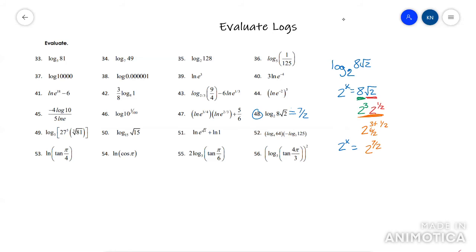So like 50 is 15 to the x equals root 15. Well, root 15 is 15 to the 1/2. So when you evaluate this one, you get 1/2.